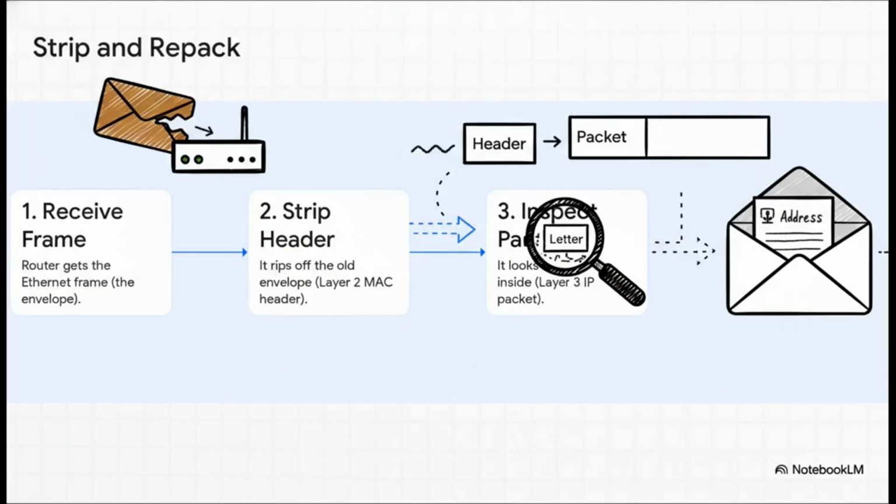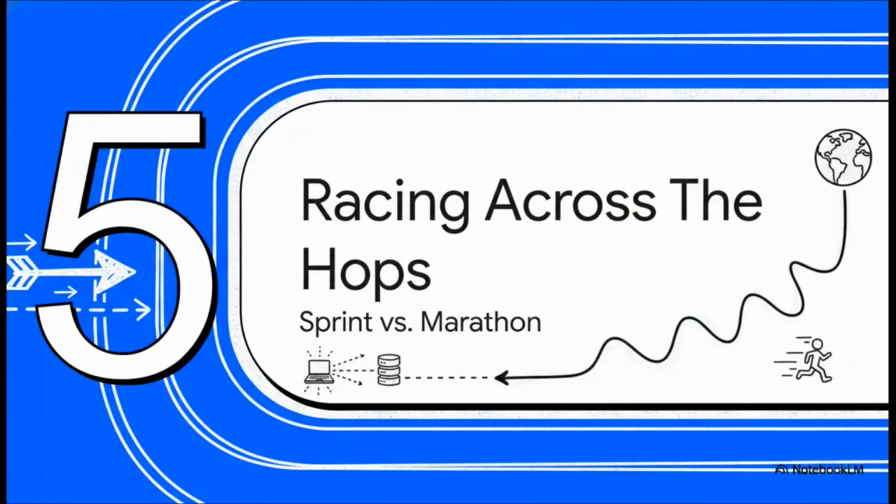And this is exactly how it works, what we call the strip and repack maneuver. The router gets the envelope, rips it open, throws it away. It looks at the letter inside just to confirm the final destination. Then it grabs a brand new envelope, addresses it to the very next router, and sends it on its way. The key takeaway, the thing you have to remember, is the letter inside is never touched, but the envelope changes at every single stop. So now that we get the handoff, let's see what this race actually looks like.